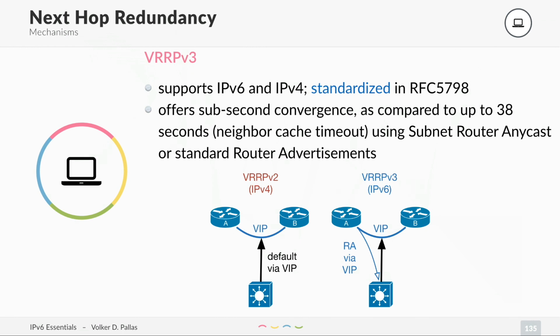In VRRP version 3 for IPv6, we still have this virtual IP address, but the difference is that the router advertisement is sent via the VIP. So the other host has an entry of a router with a MAC address in its tables, and this MAC address is from router A in this case. And if it fails, router B sends a router advertisement within 1 second if you tune the timers, and then router B is used. So this is really nice. The concept is the same. And remember, this is an open standard.